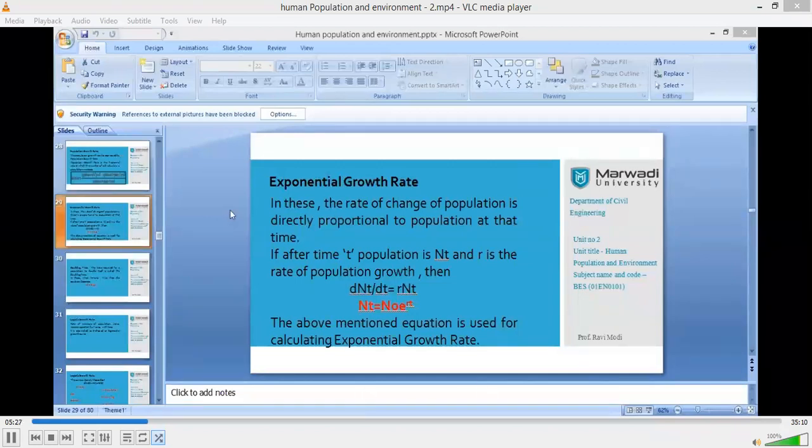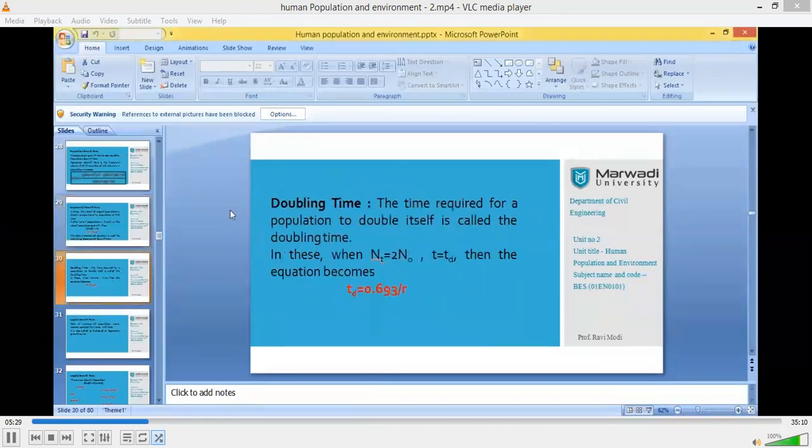Okay, I hope this is over. The next part is doubling time. Suppose I want to know in how much time the population of any particular area will get doubled. The time required for a population to double itself is called the doubling time. In this, N_t is equal to 2 times N_0. In the earlier equation, N_t is the final population or population at a time t. So what I require is the population to get doubled.